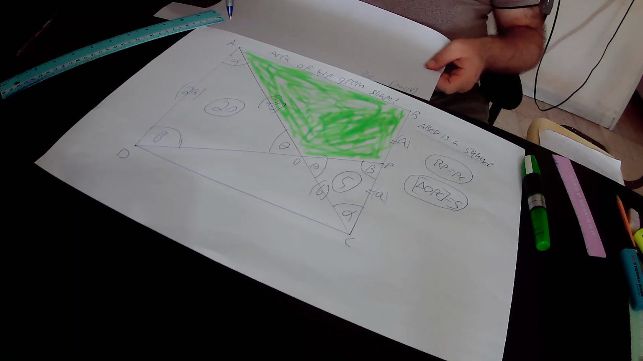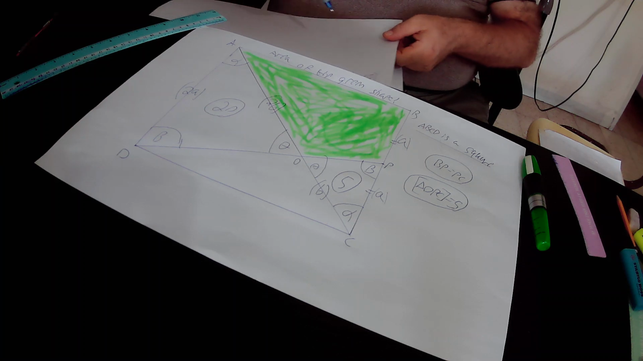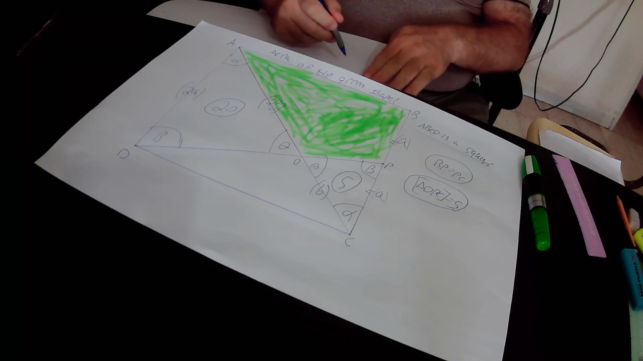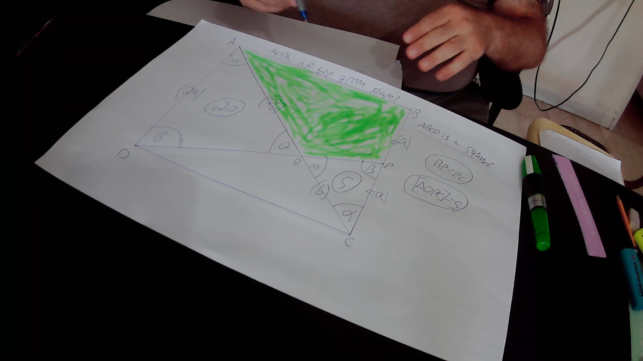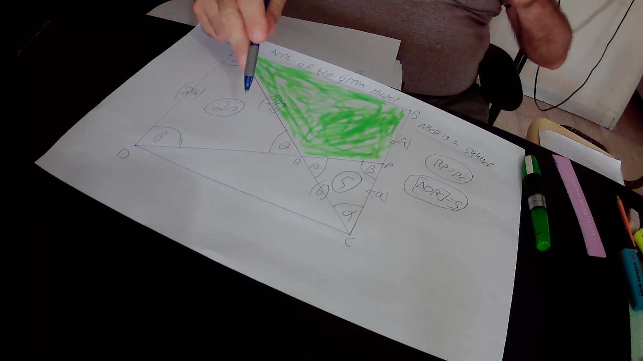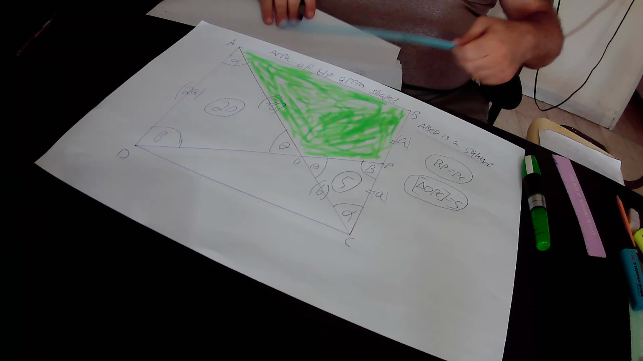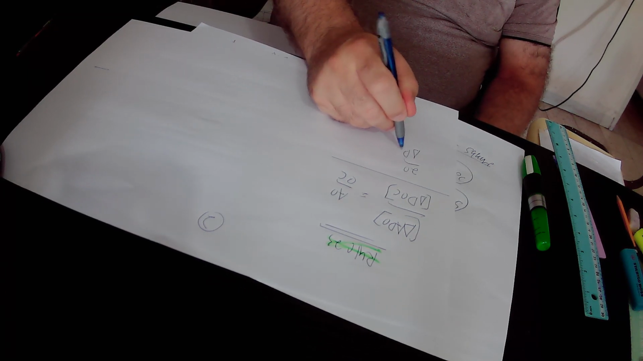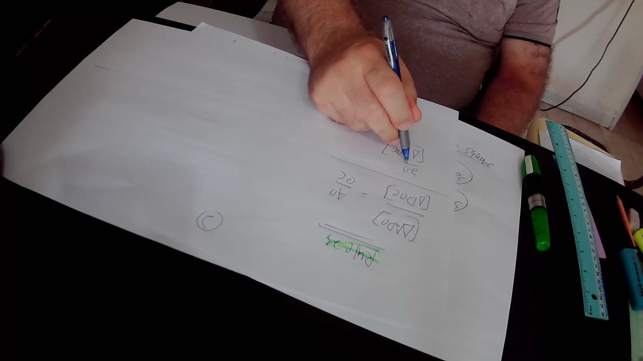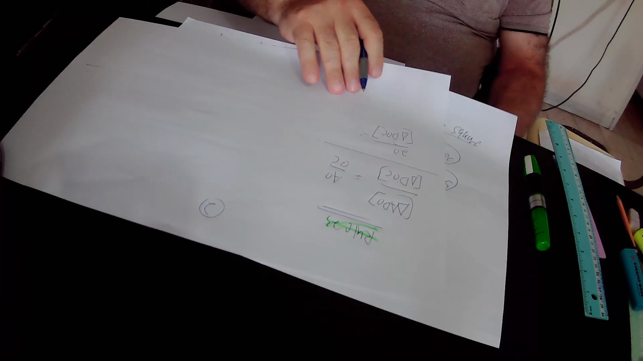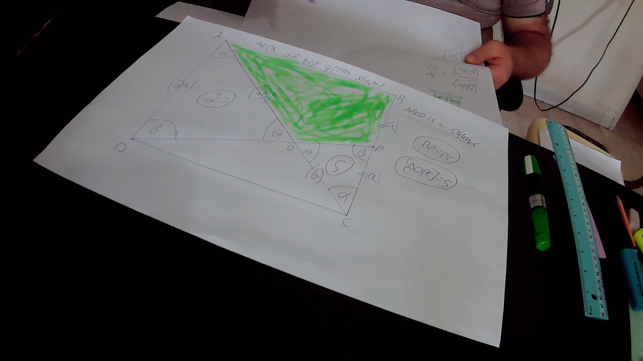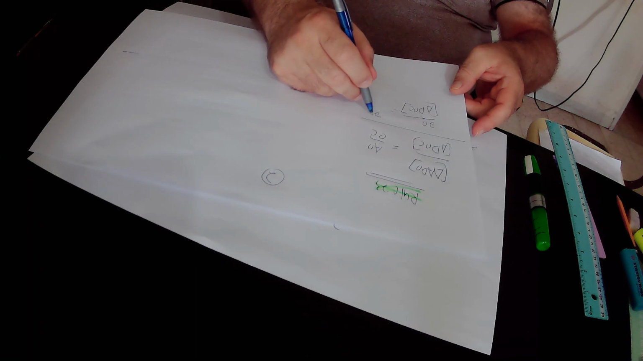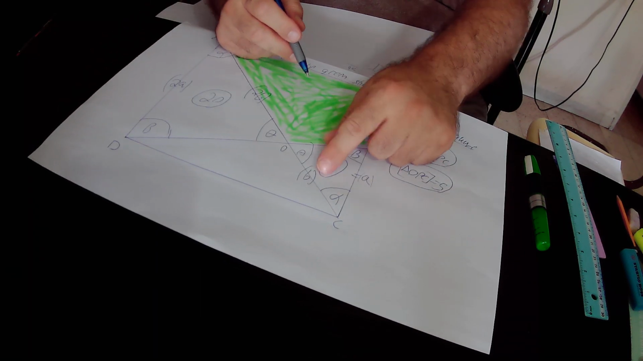The area of triangle ADO is 20, so we substitute the area of triangle ADO by 20, over the area of triangle DOC. The area of triangle DOC is unknown, so we leave it as it is. So it is 20 over the area of triangle DOC, and it is equal to AO over OC. AO is 2B over OC. OC is B.